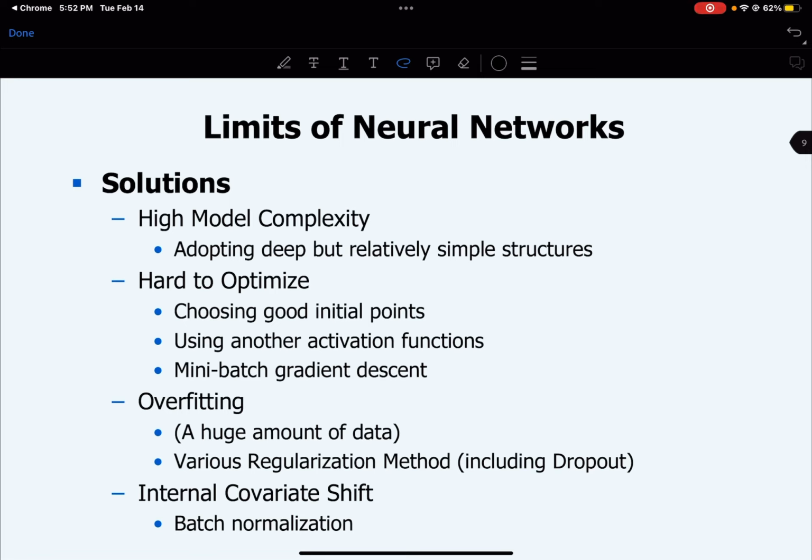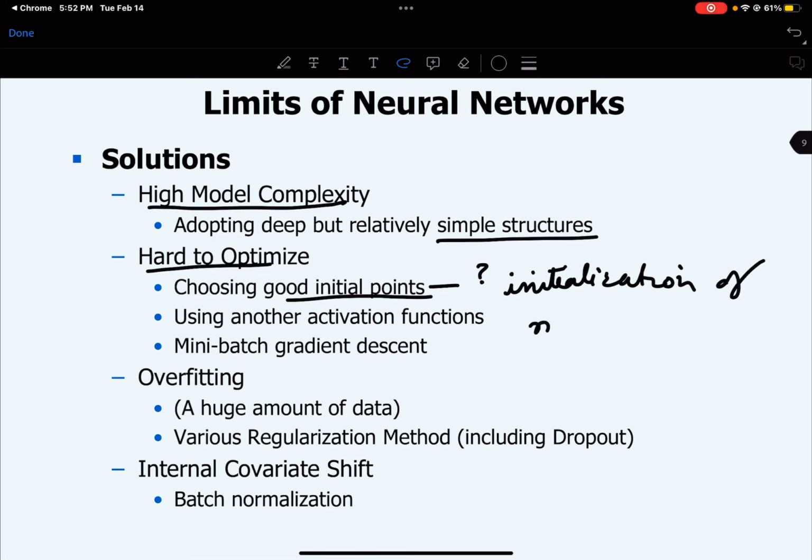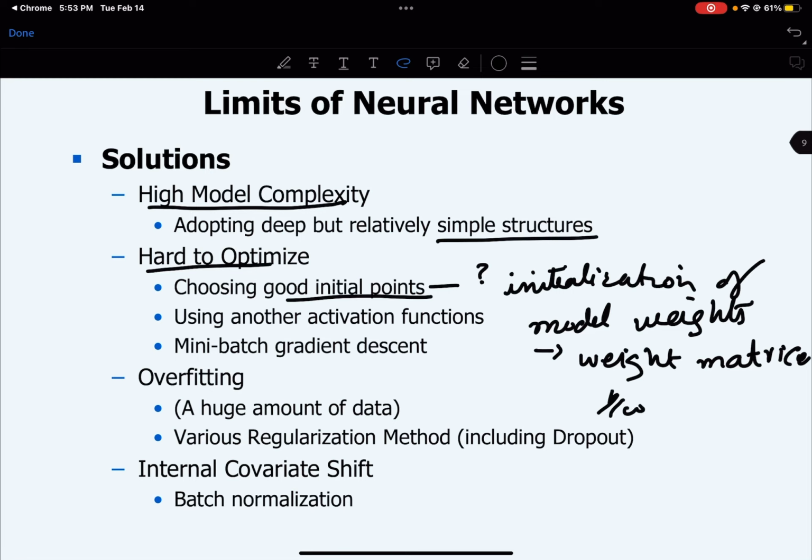So these are some of the limitations of neural networks and what the solutions can be. When we have high model complexity, we can convert the model into simpler structures with more hidden layers: the number of layers should be increased, and the structure of each layer should be simplified. When the model is hard to optimize, we need to choose good starting points. There are different techniques to determine the initialization of model weights. In terms of programming, we would have weight matrices between each layer.